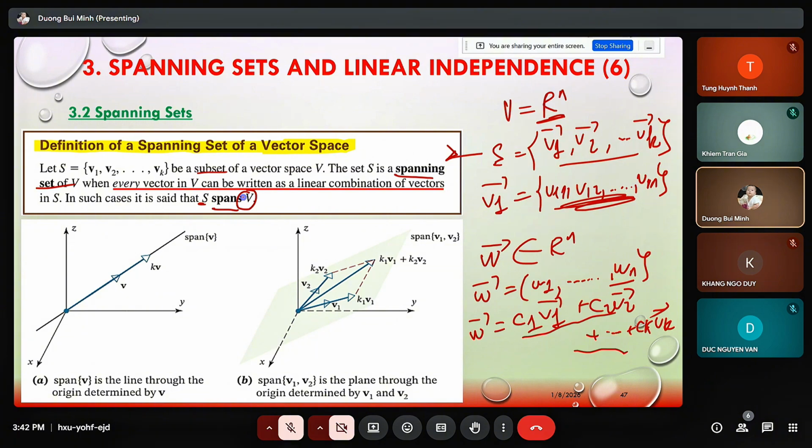Now the question for you. We know what a space is, and we know what a spanning set is. So is a space a spanning set? Yes or no? And is a spanning set a space? Yes or no?